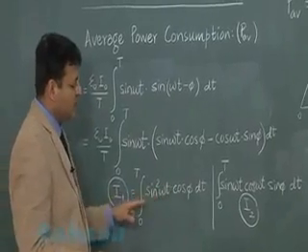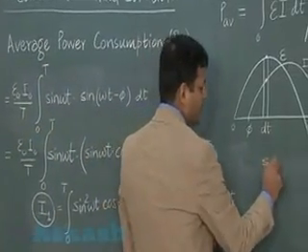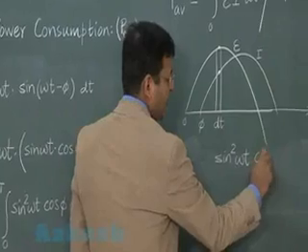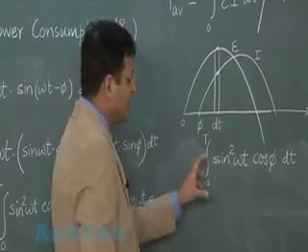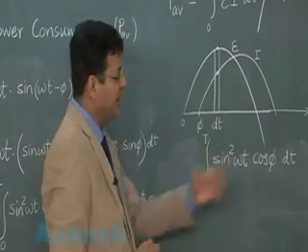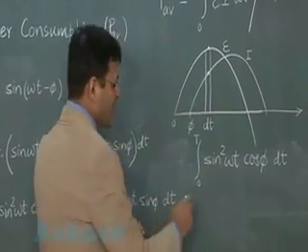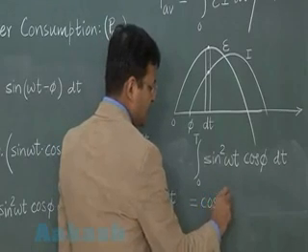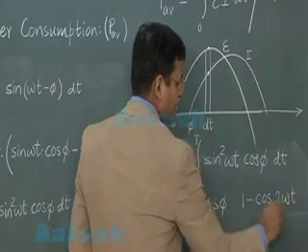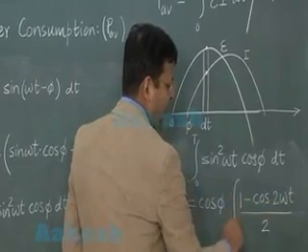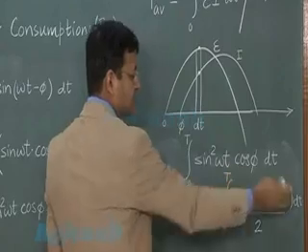If you integrate sin square omega t cos phi, you can see it here, sin square omega t cos phi, if it is integrated between 0 to capital T, then you see cos phi is a constant quantity, because phi is a phase angle, it's a constant quantity, that can also be taken out of that integration sign. And sin square omega t can be written as 1 minus cos 2 omega t upon 2, to be integrated between 0 to capital T, because the variable is time t.